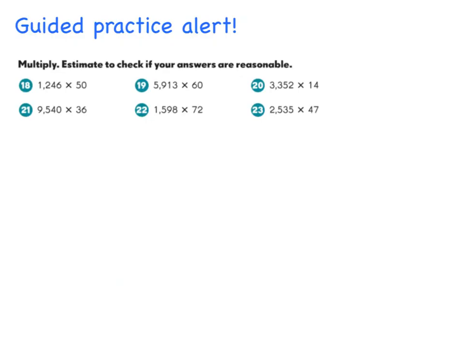And here are your last 6 guided practice problems for this chapter. Please show your work so I can understand your math thinking. And don't forget to estimate to check for reasonable answers.